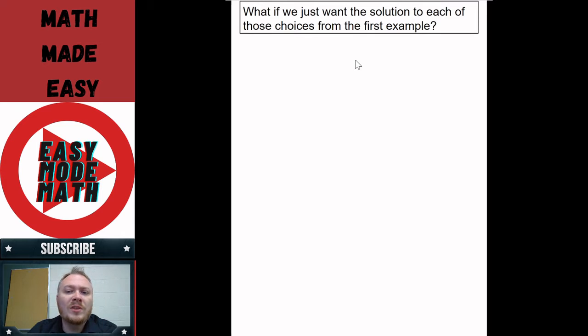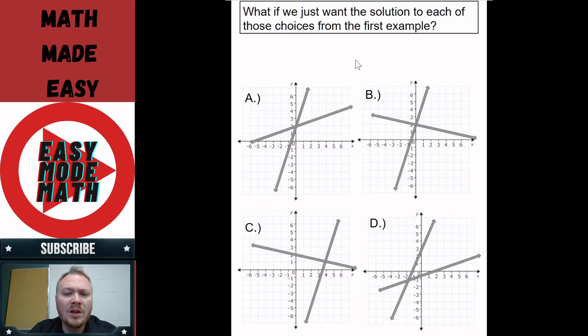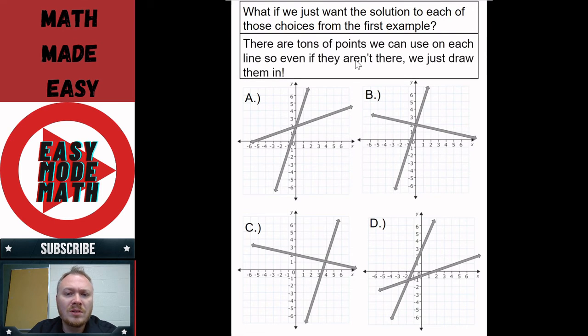What if we just want the solution to each of those choices from the first example? If I take a look at these graphs, there are lots of points we can use, even if they're not drawn in. This is something that confuses students every year for me. They don't know what points they're allowed to use, they don't see any points on there, but remember, on every line there's an infinite number of points, and on every line there are points that are easy to graph. Like this point here, 3, 3 would definitely fall on this line, and we could put those points in there. We could draw them in, okay?